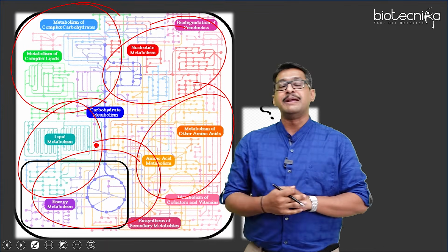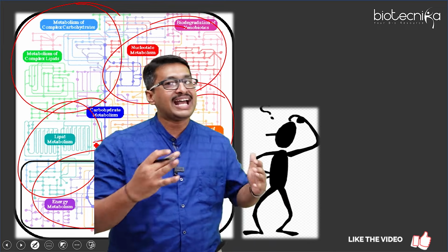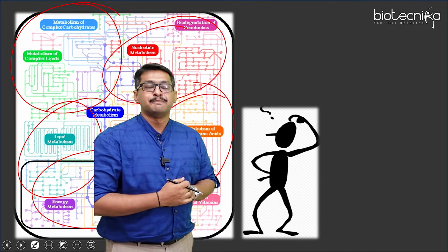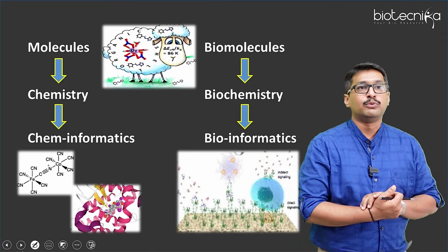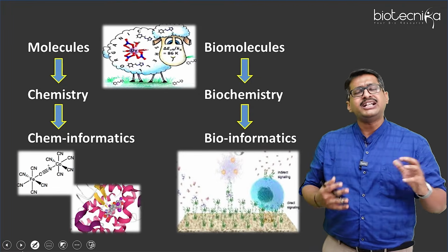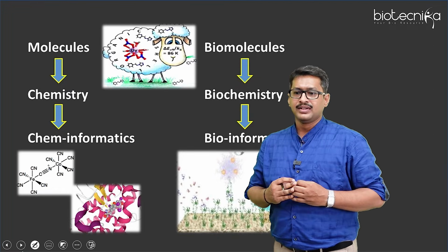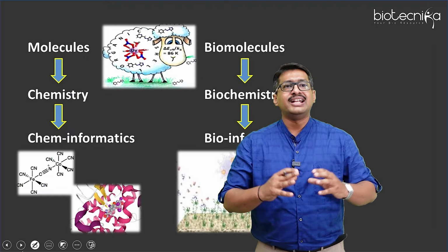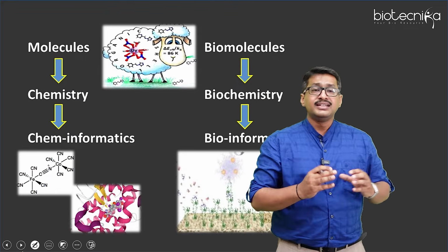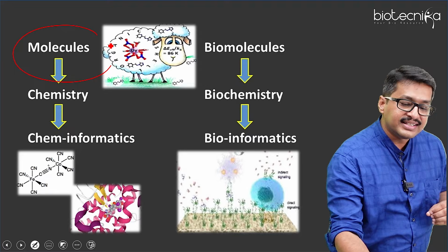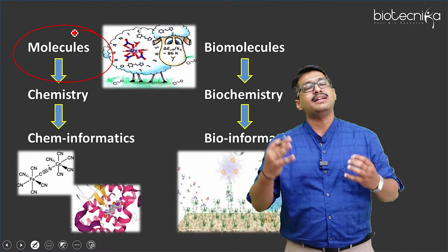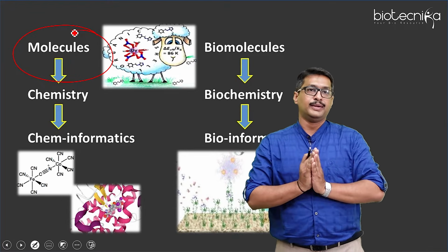And here comes the important role of this fantastic subject, which is called bioinformatics. So in bioinformatics, what do we learn? Let us try to illustrate with an example. Suppose I have my kitchen, and in my kitchen I have salt. This salt is nothing but NaCl. So NaCl is nothing but Na plus Cl, which is a compound.